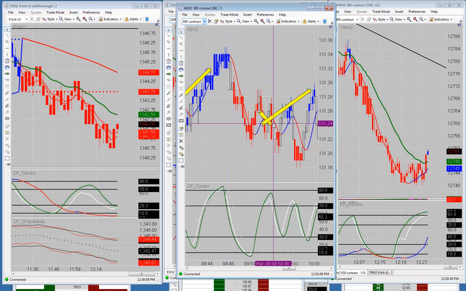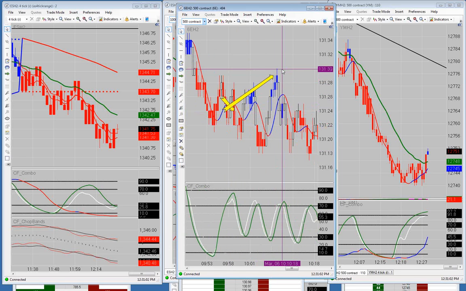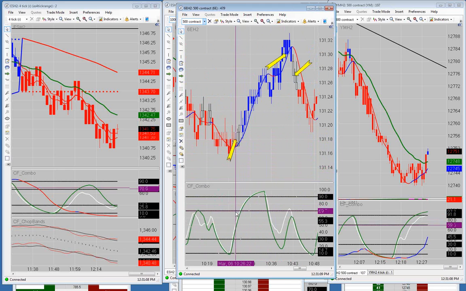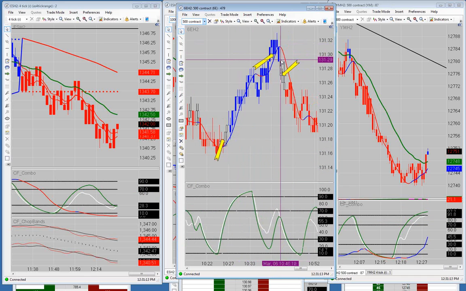We attempted to short it again over here, and it stopped us out to the tick again, right there, and moved all the way down here. This was a long opportunity in here. We didn't take this one, but it moved up, way up to there.